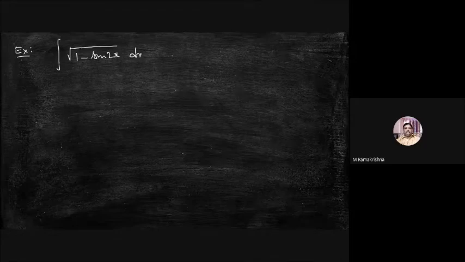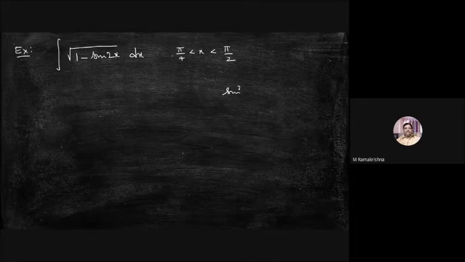Integration of under root of 1 minus sine 2x dx. Now the x is defined between pi by 4 and pi by 2. Now this is a question given to you. It's a different question. Usually the people will not get the logic of doing it. Okay, I just tell you.